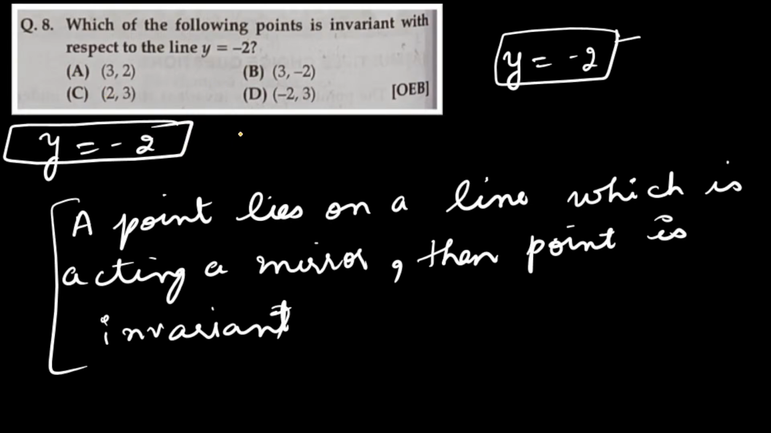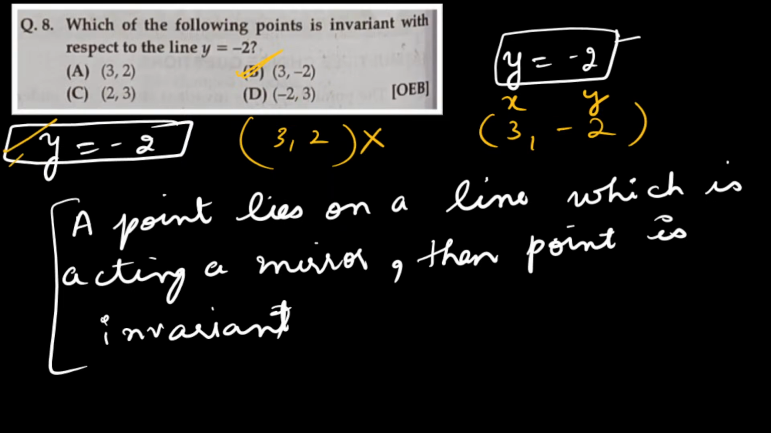If you see option A, it's (3, 2). So y is not -2, which means this option is not the correct answer. If you see point B, it is (3, -2). The first one is x, the second one is y. Here y's value is -2, so this is the invariant point. This point (3, -2) lies on this line, so that's why this point is invariant.